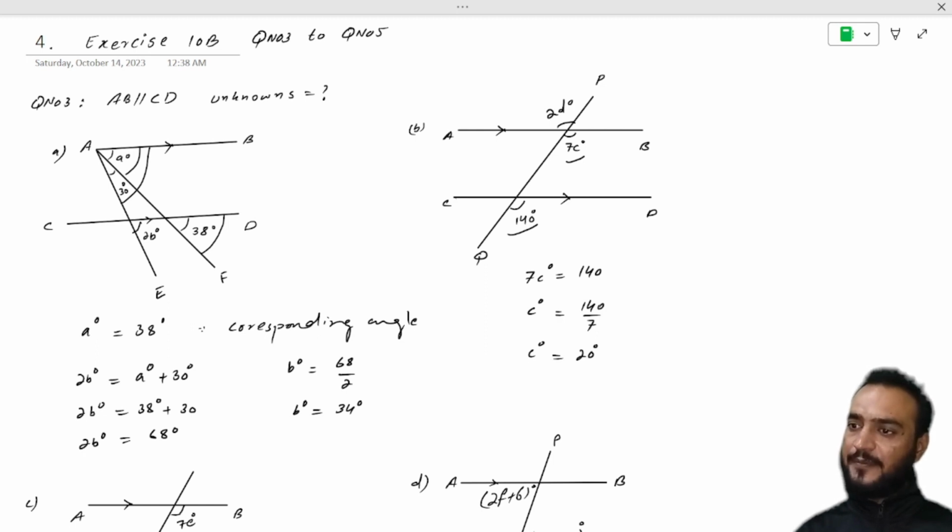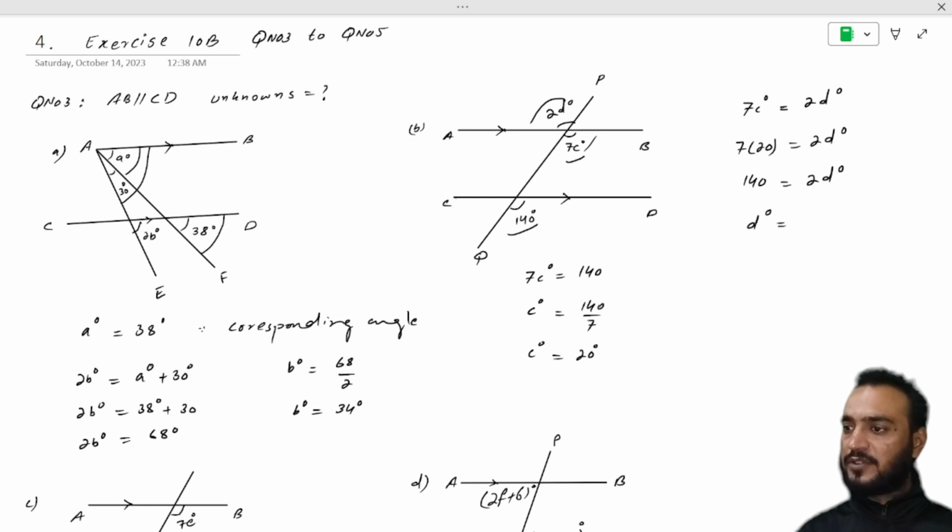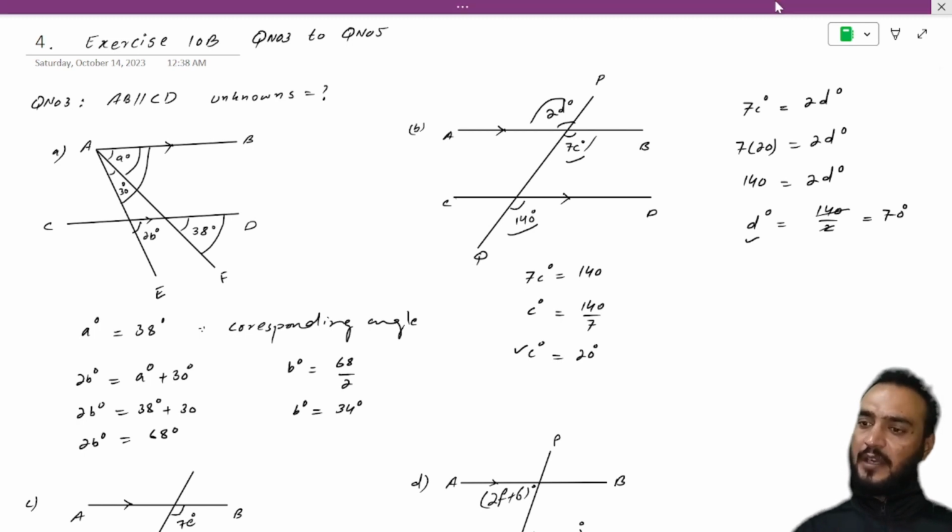Now 7c degree and 2d degree are equal because both are vertically opposite angles. So 7c degree equals 2d degree. We will put the value of c degree, which is 7 into 20 equals 2 into d degree. And 7 times 20 is 140, equals 2 times d degree. Hence the value of d degree equals 140 divided by 2, and we get the answer 70 degree. Hence we have found the value of d degree and the value of c degree in this part.